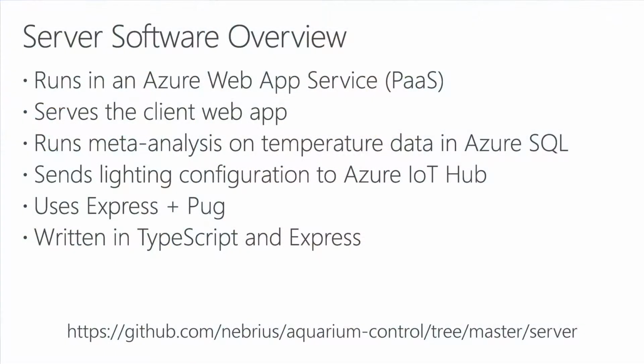It does some meta-analysis on this temperature data. So we have this data that's coming in, like every 5 minutes, basically saying, here's my lighting state, here's my temperature. But that's a lot of data, and it becomes very stale very quickly. We don't really need it.